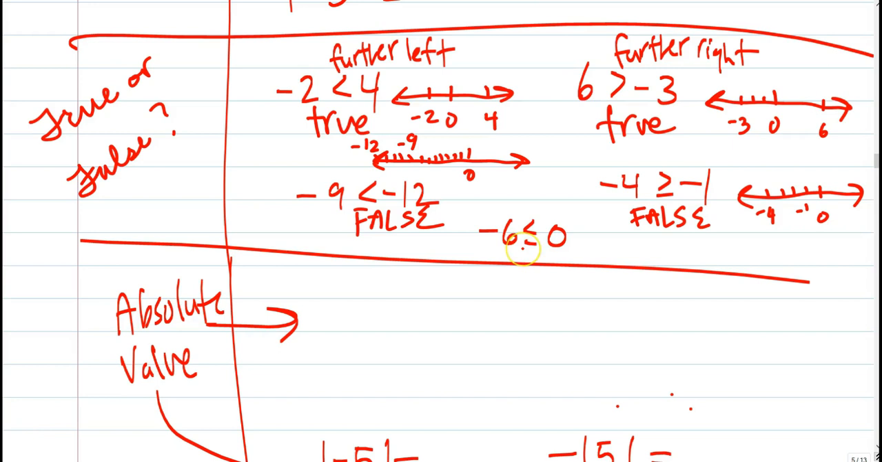Is negative 6 less than or equal to 0? If you're not sure, here's 0. Where is negative 6? This says negative 6 is less than or equal to. That means negative 6 is to the left of 0. That is true. All right, where are we at?